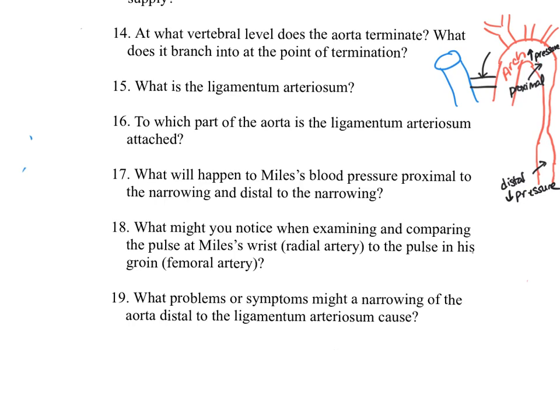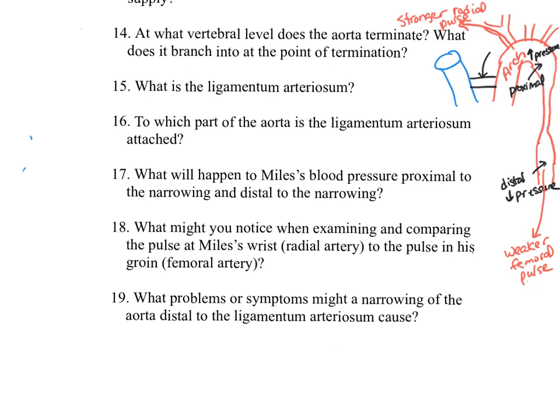Number 18. What might you notice when examining and comparing the pulse at Miles' wrist, which is the radial artery, to the pulse in his groin, which is the femoral artery? The narrowing might cause the pulse in Miles' lower limbs, like the femoral artery, to be weaker than that in his upper limbs or in the radial artery.